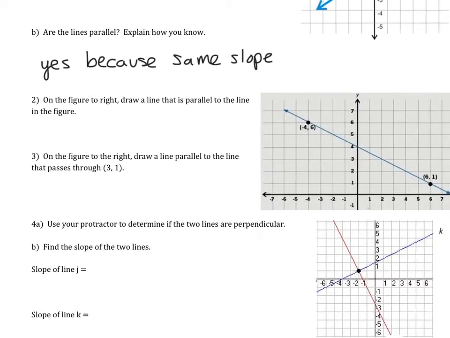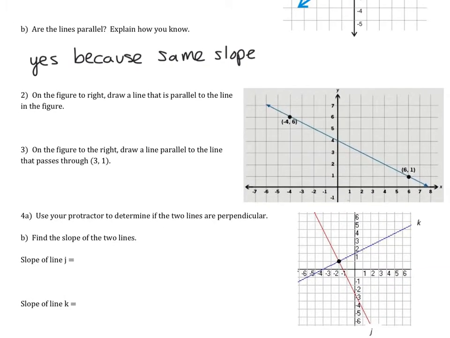Now let's look at this next example. So this says, on the figure to the right, draw a line that is parallel to the line in the figure. So to draw a line that's parallel, we find the slope of the first line. So again, let's find 2 nice points. I'm going to use this one that was given to us here, and maybe I'll use this point right here. Remember, we always go left to right. So for this one, I have to go down 1, right 2. So I'm going to use a slope of -1 over 2. I'm going to make a note of that over here. My slope should be -1 over 2.